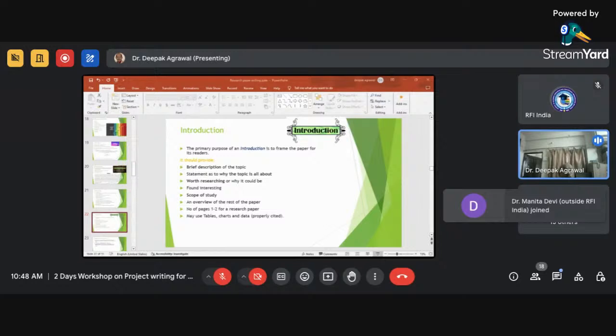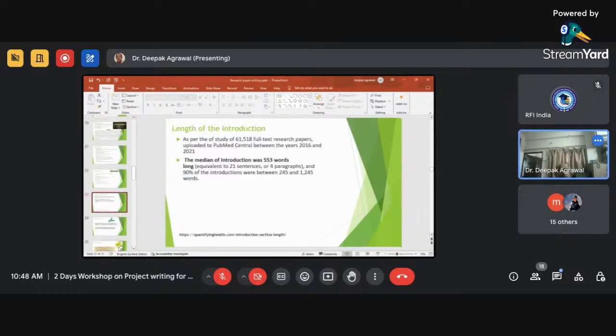The number of pages is 1 to 2 for a research paper. So the introduction should not be very lengthy, hardly 1-2 pages in research paper writing. It may be a few pages in thesis writing. If required, you can extensively use charts, graphs, flow charts, diagrams, etc. But don't forget to properly cite those sources, because that is not your own work.